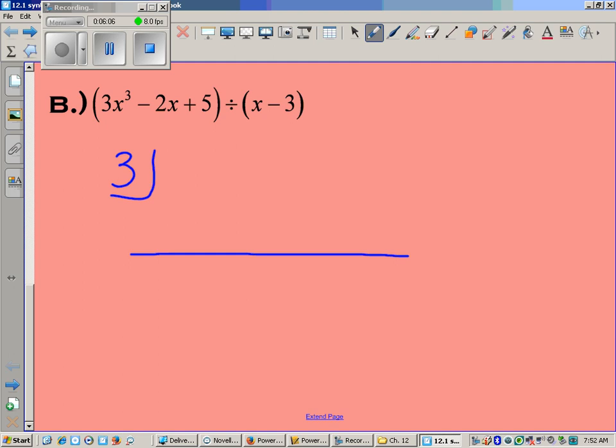Ooh, what if it was like this? So what if I say take the 3x cubed minus 2x plus 5 and divide it by x equals 3? What would you put inside your box? Positive 3. You would put positive 3. This x equals 3 isn't in parentheses. Could you force it back into a parentheses? Like going backwards and put it back into a parentheses?